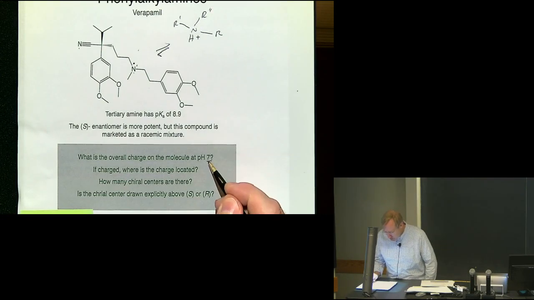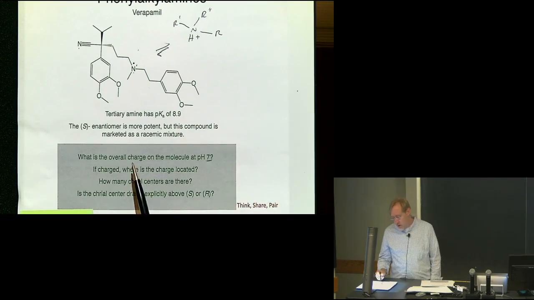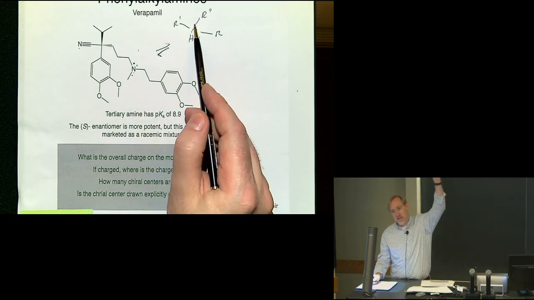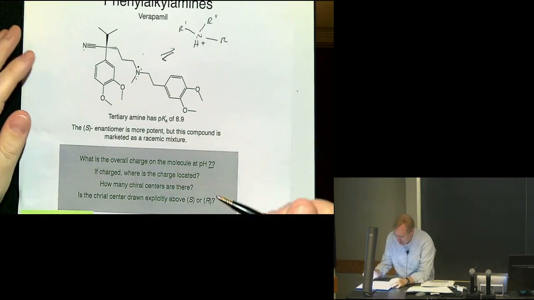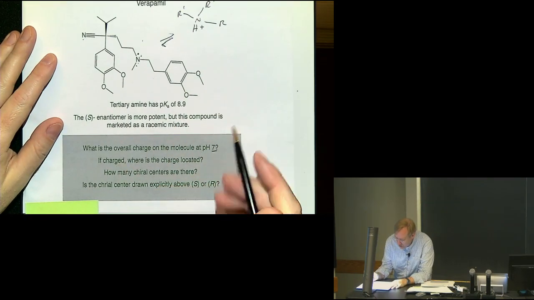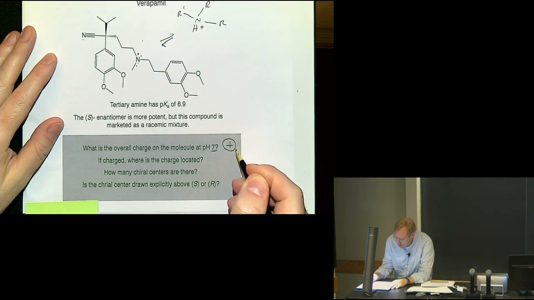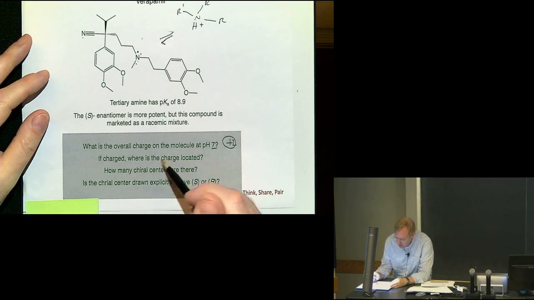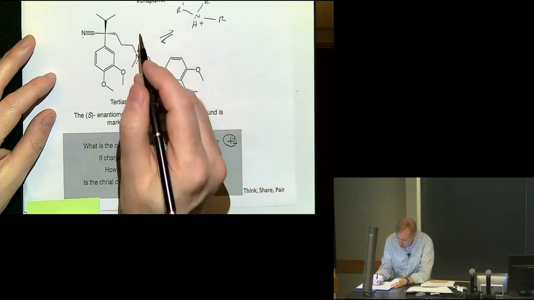At pH 7, which form will predominate? This one? This one? All right, you guys are good. So that tells you overall charge +1 predominantly. If charge, where is it located? Right there in the middle.